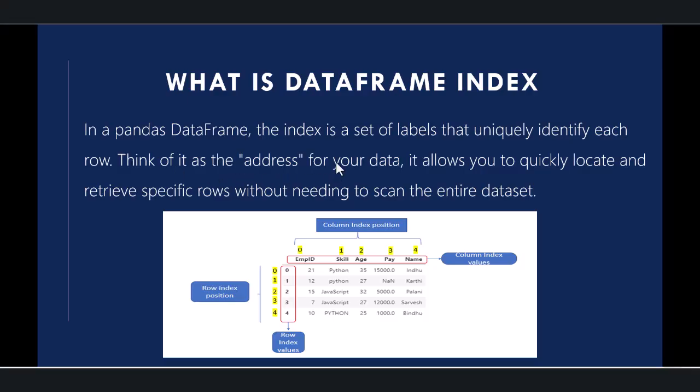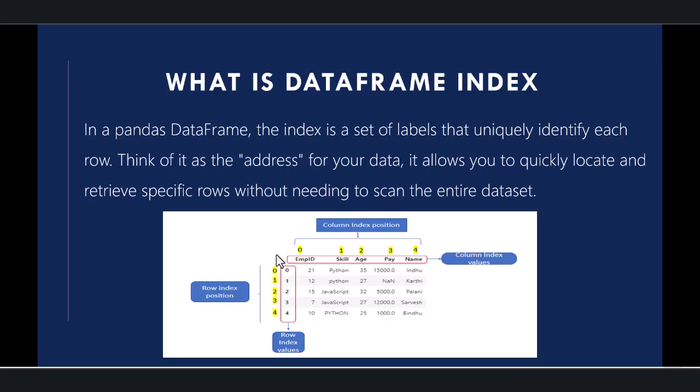Think of it as an address for your data. It will allow you to quickly locate how addresses are uniquely identified. We are comparing these index positions to an address value here, which means it is identified in a unique way. It won't be repeated, or one address doesn't look like another one. An address is always unique. In the same way, it will help you to quickly locate as it is unique and to retrieve the specific row without the need to scan the entire data.